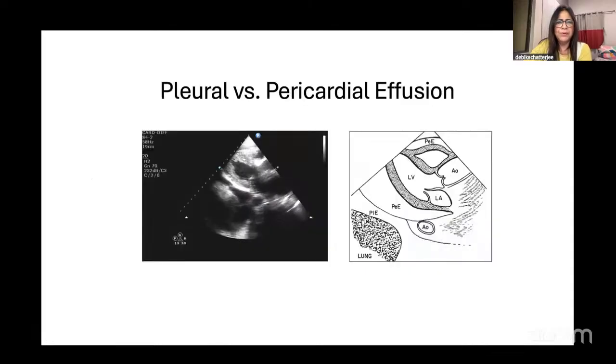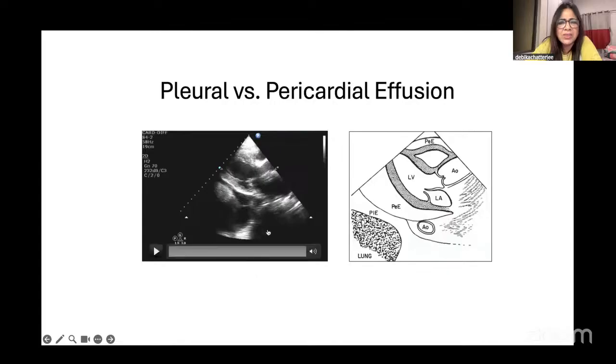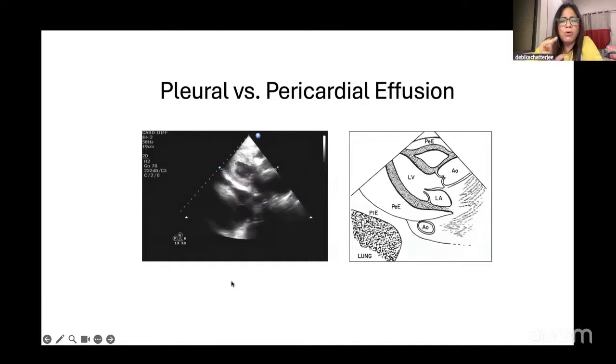While talking about pericardial effusion, it is essential for each one of us to differentiate it from pleural effusion, because we get patients who have both a huge pleural effusion and maybe a small pericardial effusion, and we should not make the mistake of calling the pleural effusion a pericardial effusion. So it is necessary to differentiate these two.